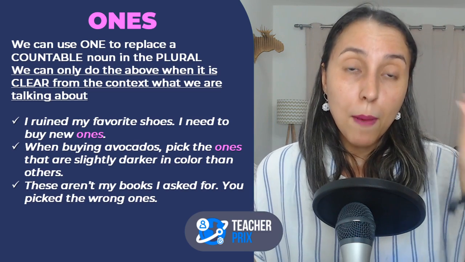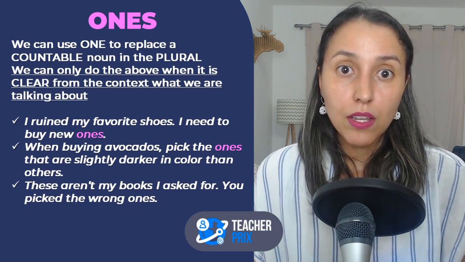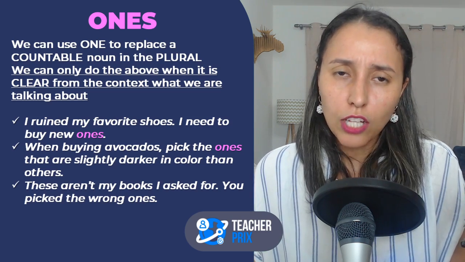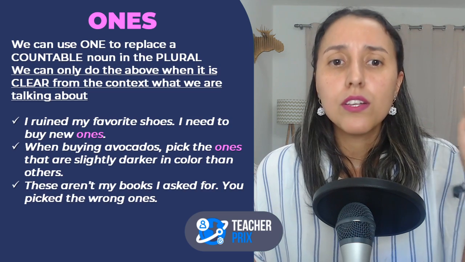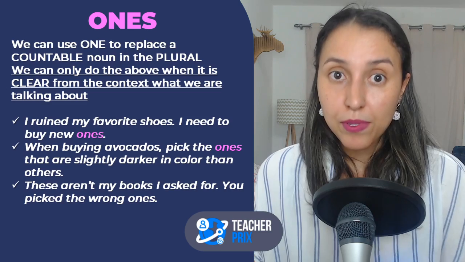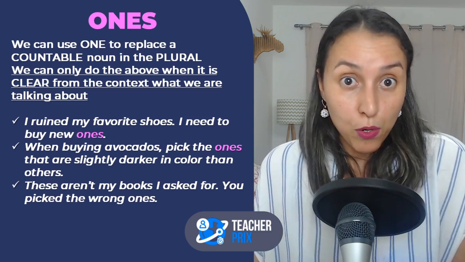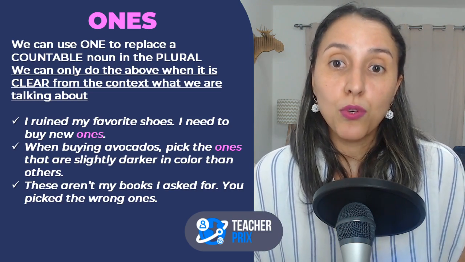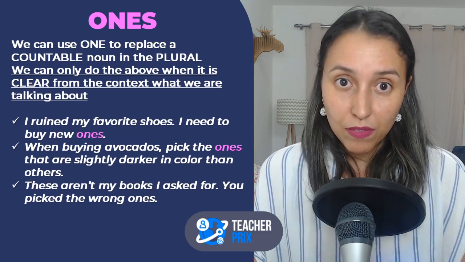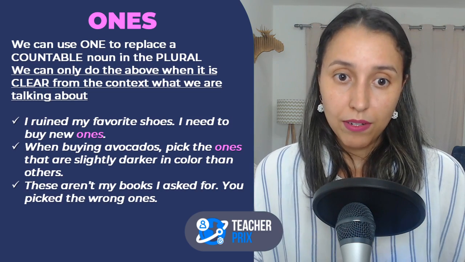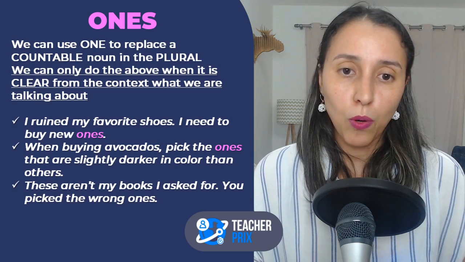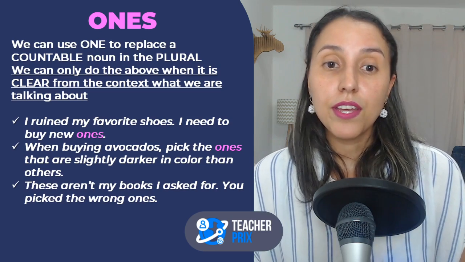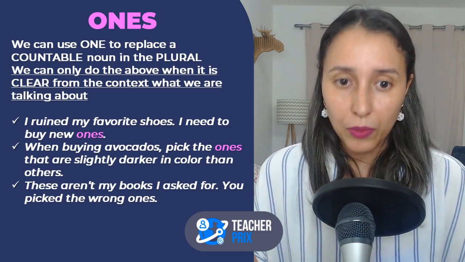When buying avocados, pick what? The avocados. Pick the ones that are slightly darker in color than the others, okay? So "when buying avocados" is a word that is in the plural, avocados. It is countable, avocado is countable. So if I need to continue the phrase and talk about avocados again, I can use "ones", okay? "Ones" in this case because it's plural. So when buying avocados, pick the ones that are slightly darker in color than others, okay?